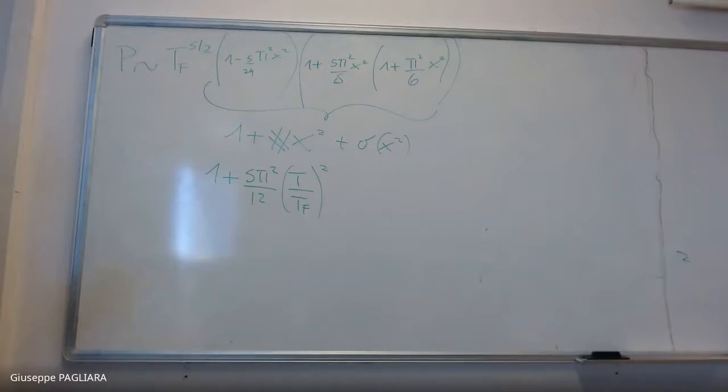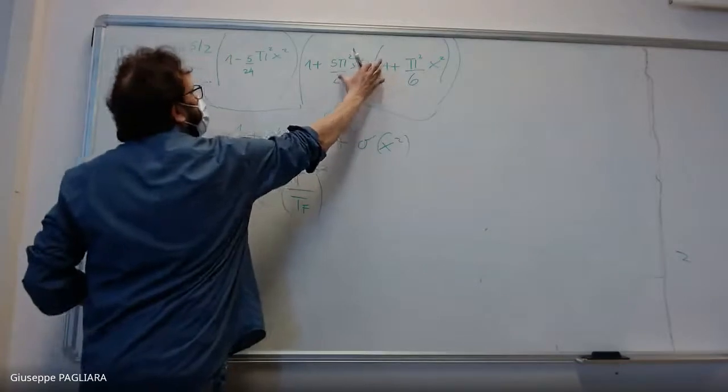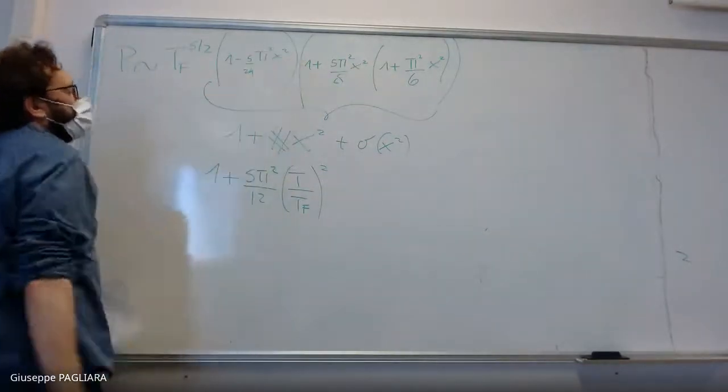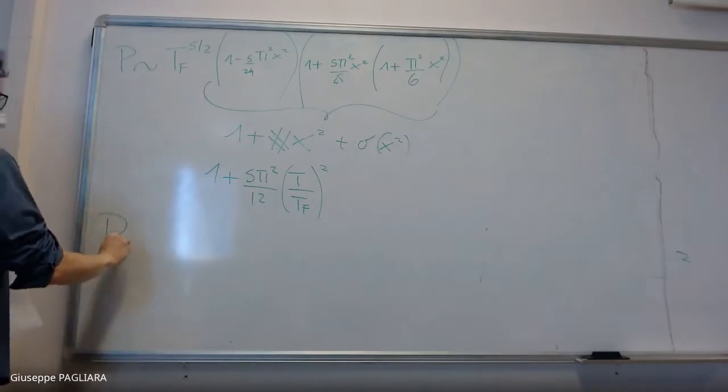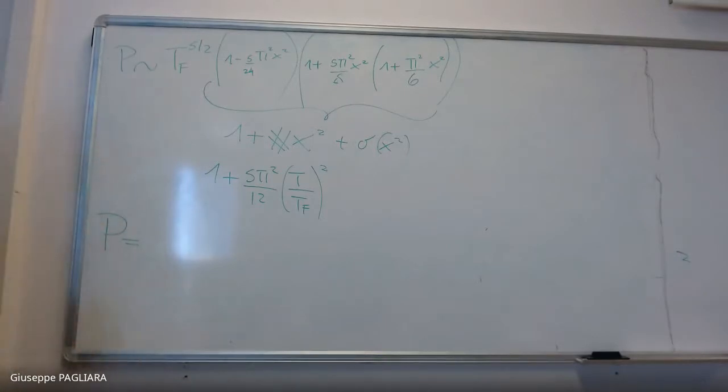Basically, one has to do 5/8 minus 5 divided by 24, and one gets this number here. It's this one times this one. Okay, so therefore at the end I can write the expression for the pressure. That will be the t equals 0 expression that I can just copy.